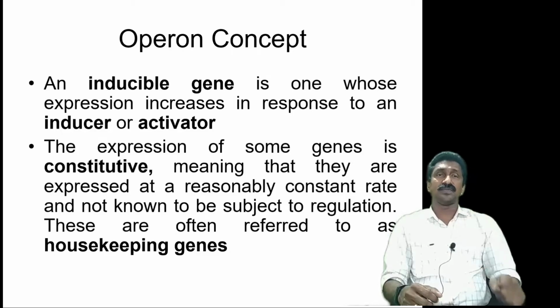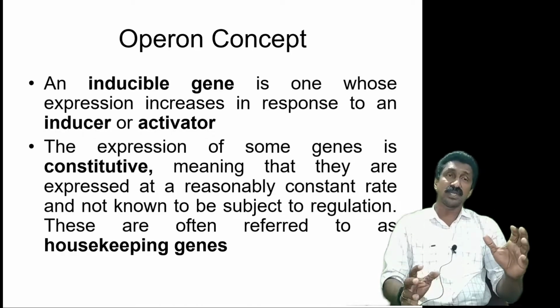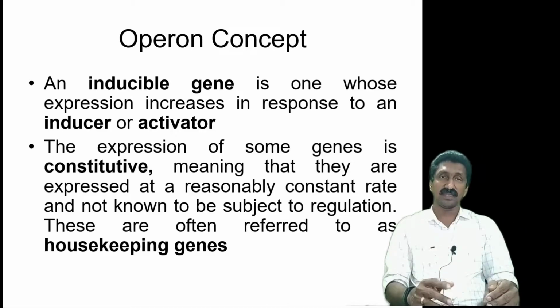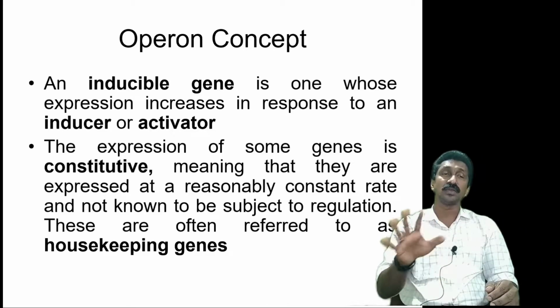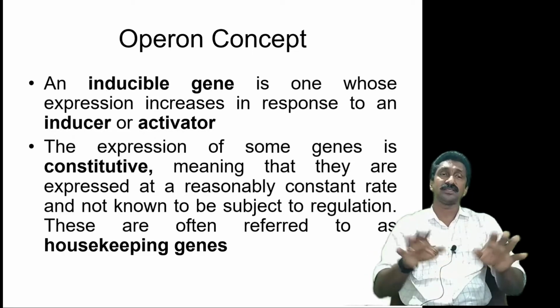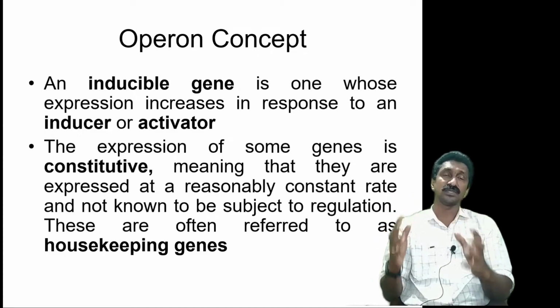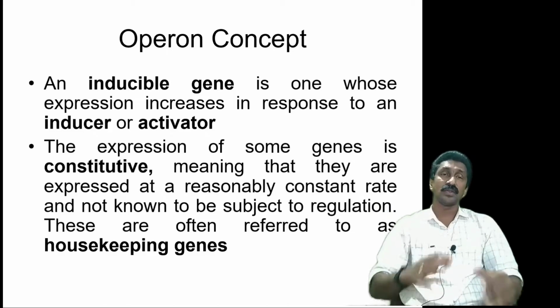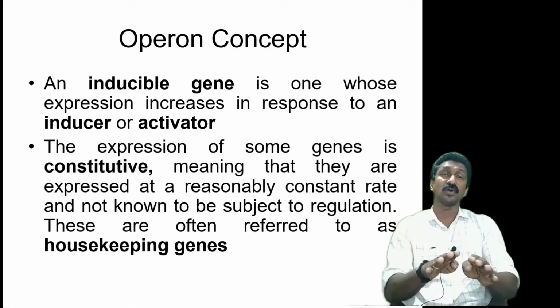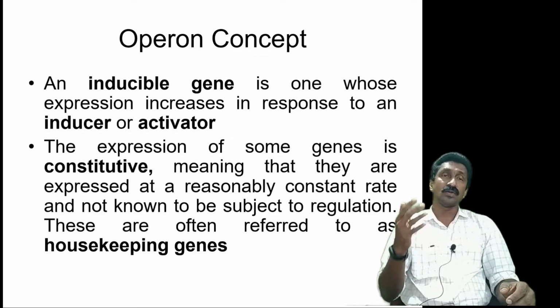And there is another category of genes which is known as constitutive genes. The expression of some of these genes is constitutive, meaning that they are expressed at a reasonably constant rate and are not subject to any regulation. These are often referred to as housekeeping genes. Usually, such housekeeping genes are always required at a basal rate. Especially they are the genes contributing to some structural components and also to some basic cellular activities which are always required. So that type of genes are constitutive genes.